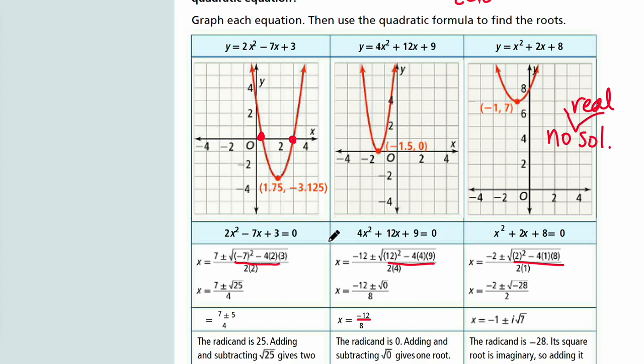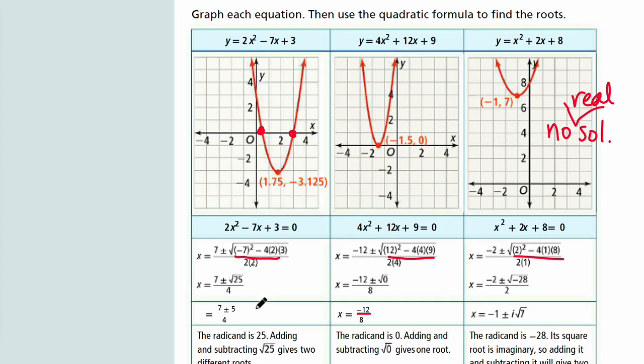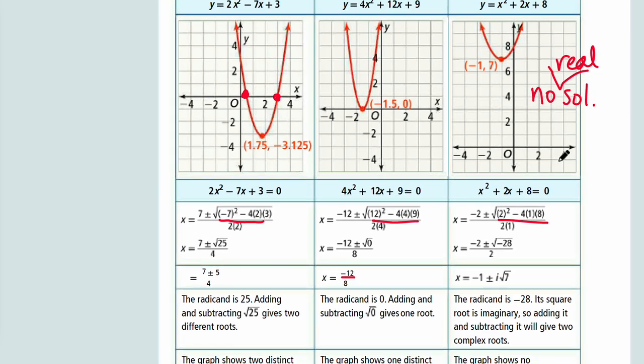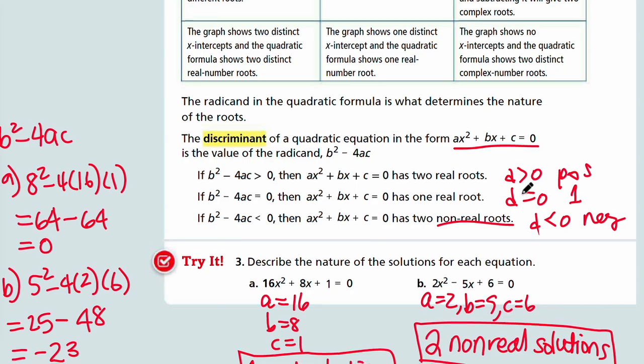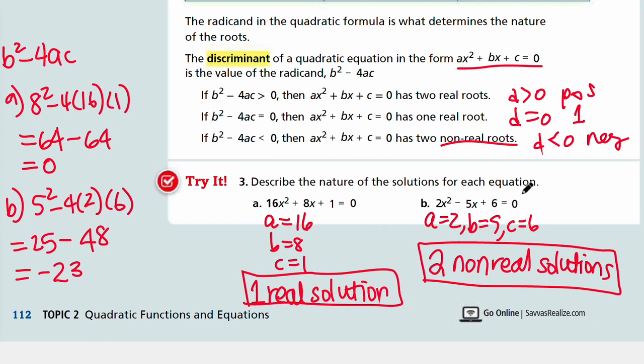And remember, your quadratic formula works for any quadratic equation. So using your quadratic formula, if the discriminant is positive, you would have two real solutions. If it's 0, it's just one solution. If it's negative, you'll have no real solution, but two non-real solutions. Okay, so that was example 3. In the next video, we'll continue with example 4.